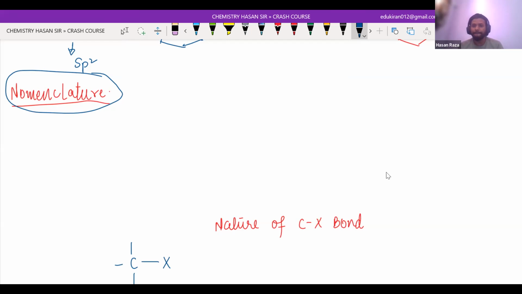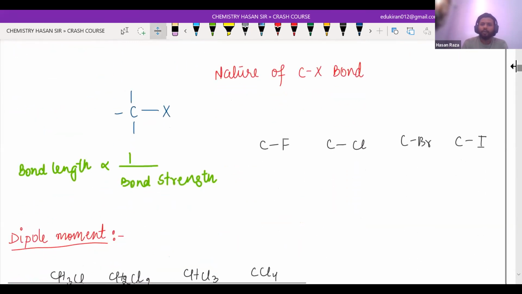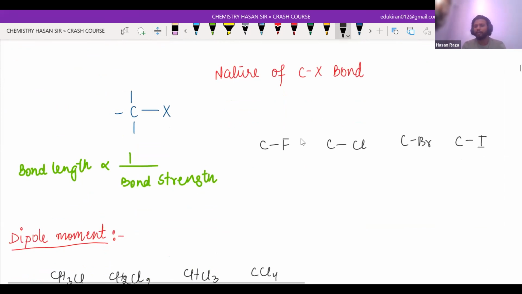Okay, so let's move to the next part, that is the nature of the C-X bond. As I already told you, it is polar. Why is it polar? You know that X is more electronegative, that means the halogen is more electronegative. So it will have delta negative charge and carbon will have delta positive charge. And that's why the bond is polar in nature. You have already studied this concept.